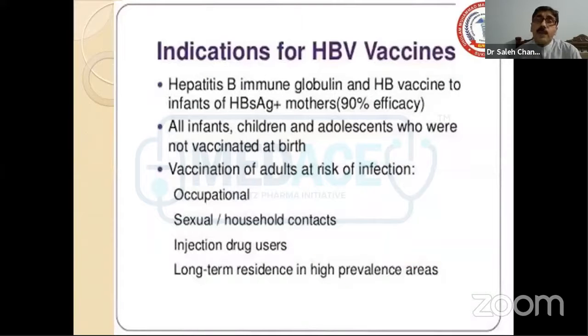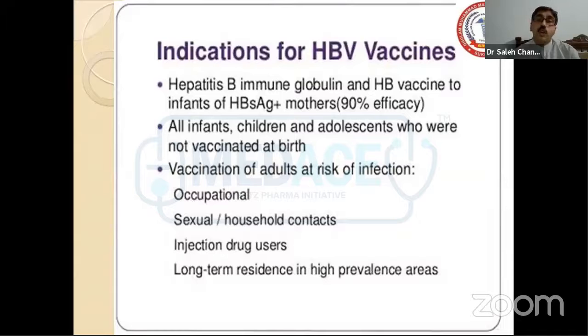Indication of hepatitis B vaccination: hepatitis B immunoglobulin and hepatitis B vaccine should be given to infants of HBsAg-positive mothers. And these primary care physicians must know this, because our WMOs, our gynecologists, most of them are just MBBS, and the majority of vaginal deliveries and cesarean sections are done by these primary care gynecologists. So they are advised to routinely do a screening test of every pregnant mother.